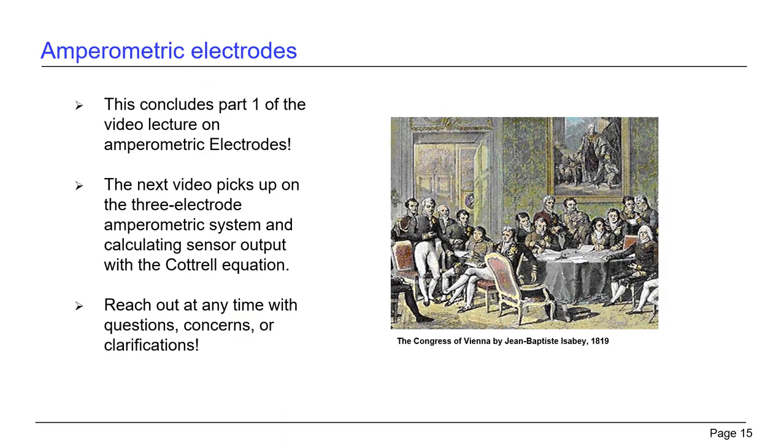Okay, so this concludes part 1 of the video lecture on amperometric electrodes. Our next video will pick up on the 3-electrode amperometric system and calculating sensor output with the Cottrell equation.